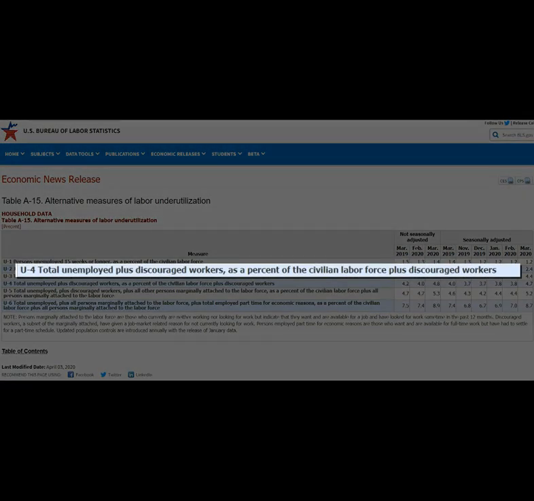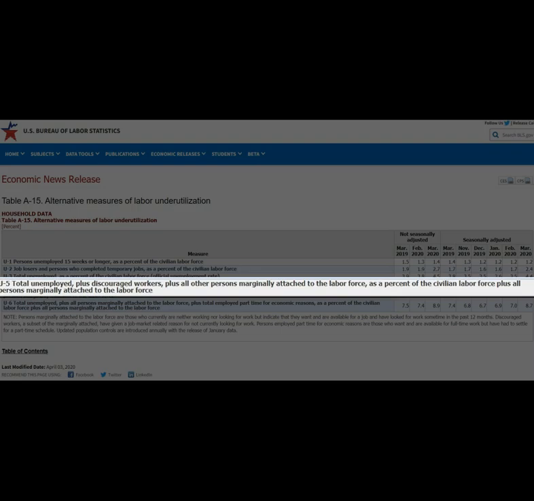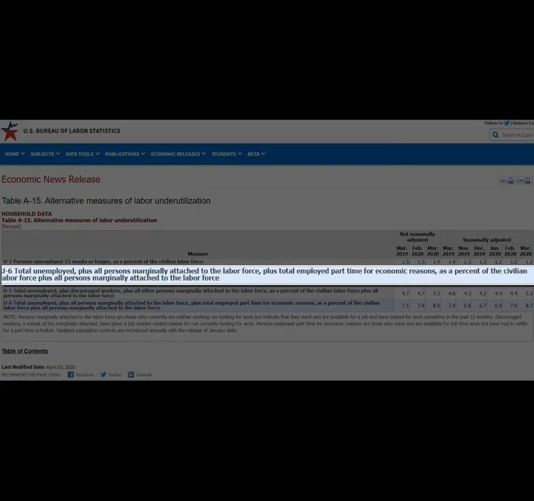U4 takes U3 and then adds discouraged workers. U5 adds discouraged workers plus all the persons marginally attached to the labor force. And U6 adds all persons marginally attached to the labor force plus the total employed part-time for economic reasons. That is the subcategory of the employed, so people that are considered employed but they are only working part-time and they prefer to be working full-time.